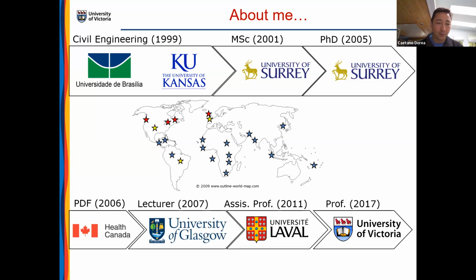So the red stars are where I worked, the yellow stars are where I studied, and the blue stars are now where we do work. Obviously, our group does work in Canada as well. So there should be a lot of blue stars in Canada, but I just wanted to depict the countries.